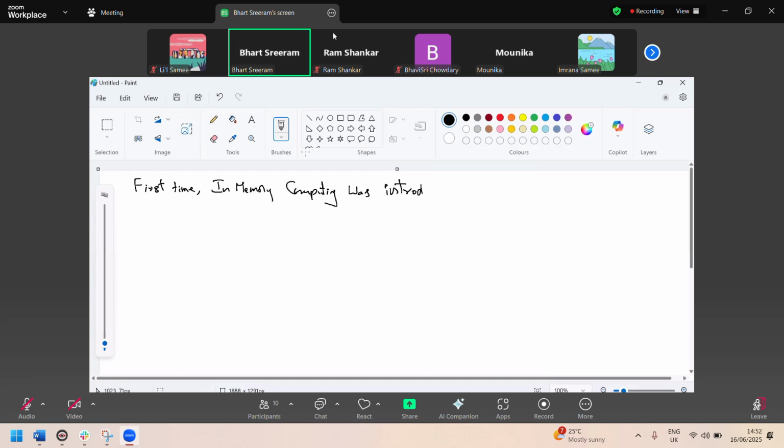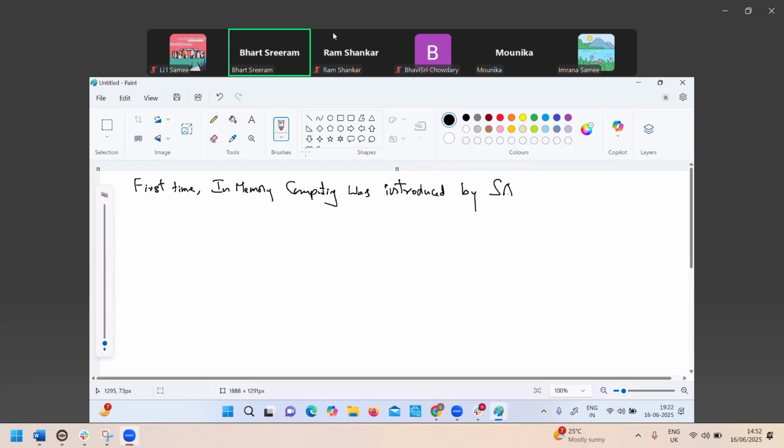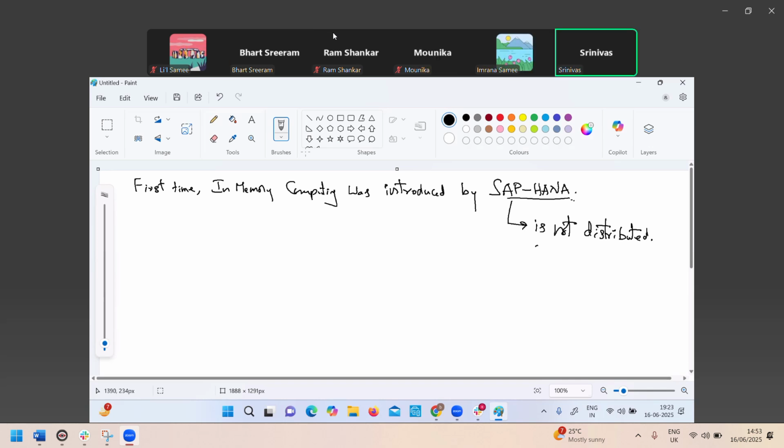Introduced by SAP HANA. Okay, but the problem with this is that it is not distributed. To support parallelism, what do we need? We need distributed computing. That means the system should support parallelism.